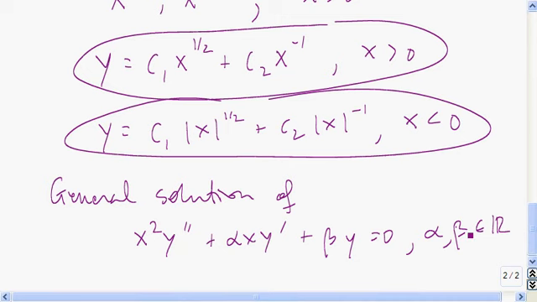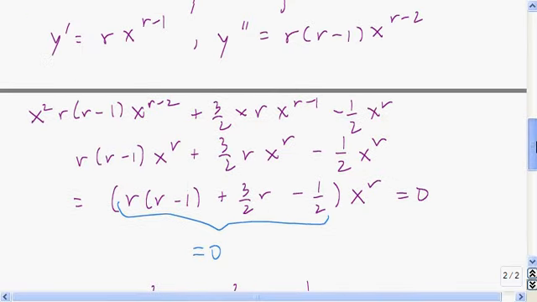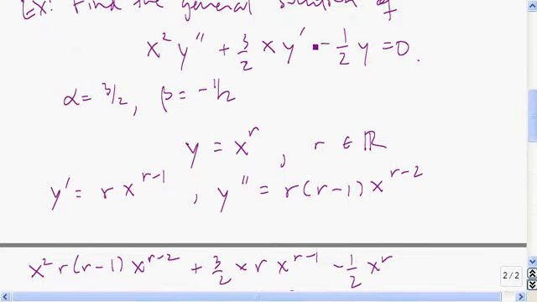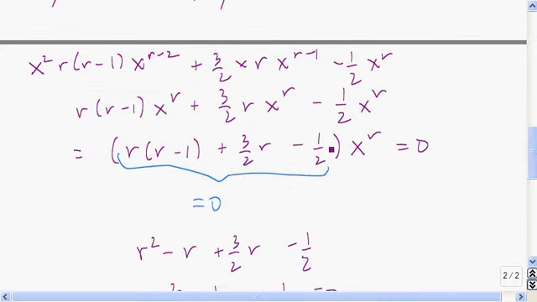We do the same thing every time: we assume a solution of the form x to the r, we find its derivatives, and plug them into the differential equation. Every time you do that, you're going to end up with this quadratic being equal to 0. And the general solution is going to come from the zeros of that quadratic.